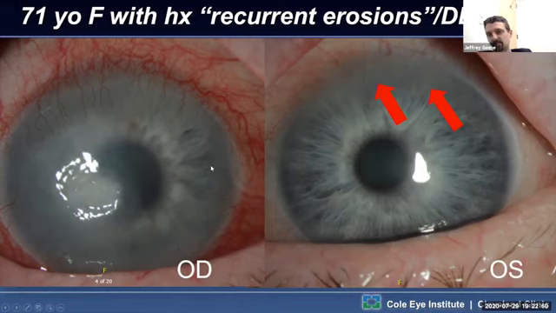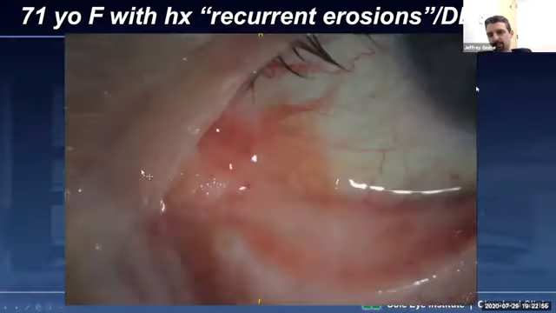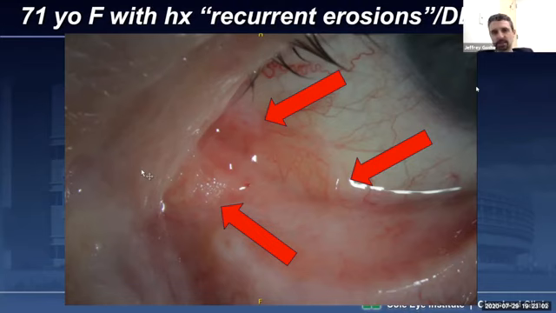And you see on the fellow eye, the one that's not being treated for erosions, there's also some neovascularization and pannus. And then you pull the lid down, you look closely, and you can see early stage symblepharon in the fornix. And this patient was subsequently diagnosed with OCP. So it's obviously important to recognize that early stage OCP may present more subtly.